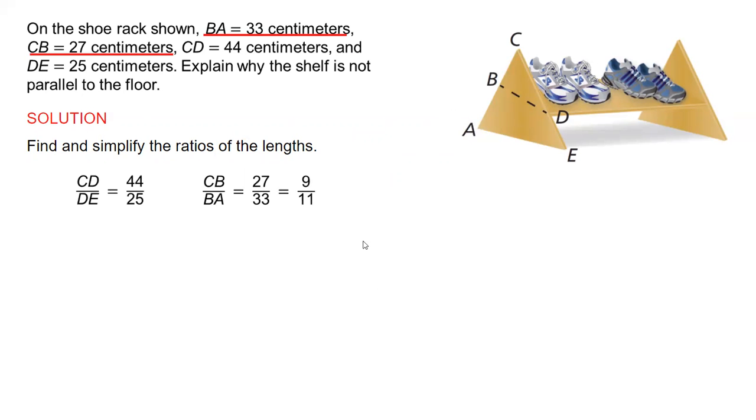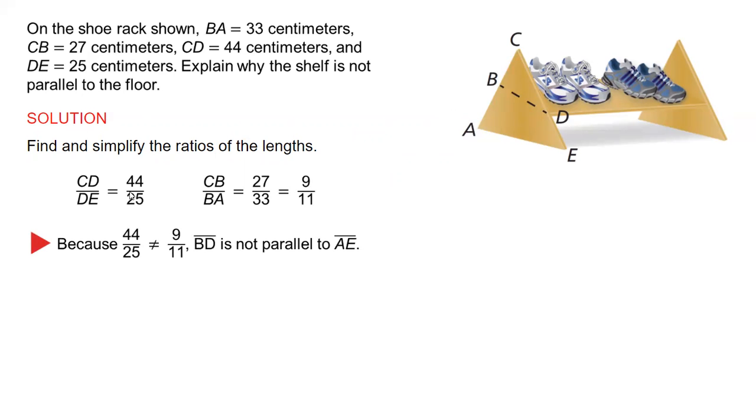And this ratio can be reduced to 9/11. Since these two ratios are not equal, the line BD does not create a proportion in the triangle, and the line BD is not parallel to AE.